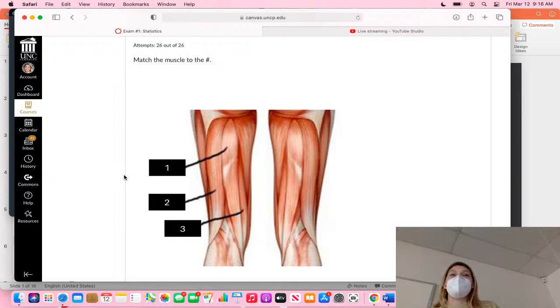Well, I see an error on this one. This is good where you can review it because you can see. So this one, the numbers got messed up. Semimembranosus is number 3. So the 20 of you who got that right, I'll go in and fix it. Semitendinosus is number 1, and then biceps femoris is number 2. So I'll go in and review and see how many of you got that wrong, and I'll give it back to you.